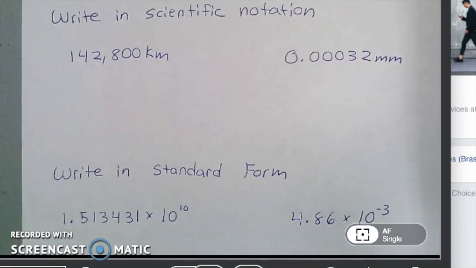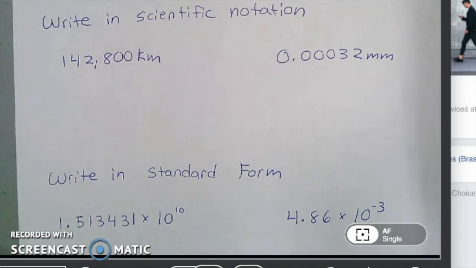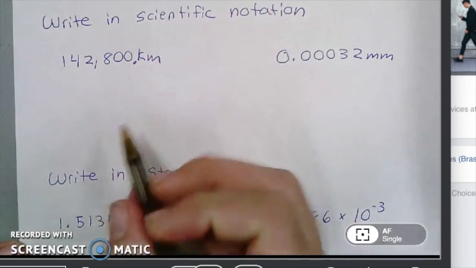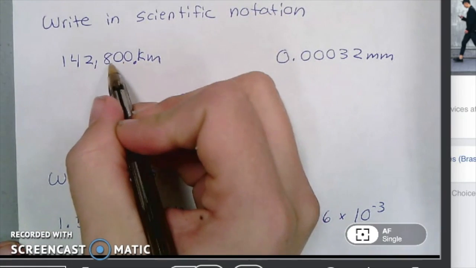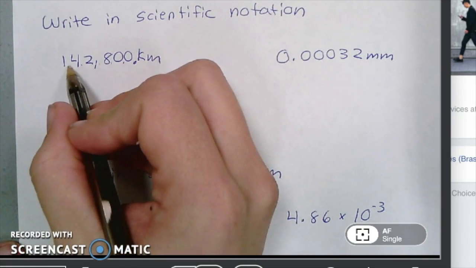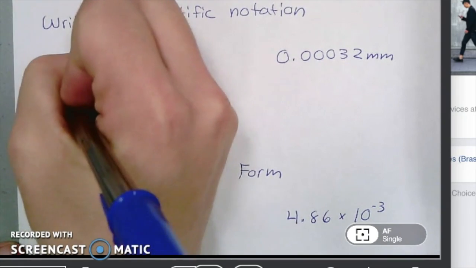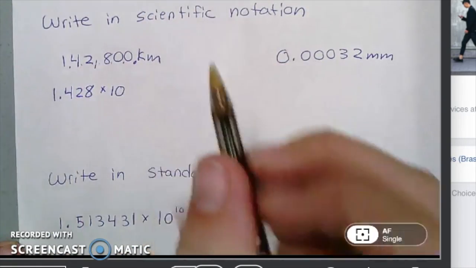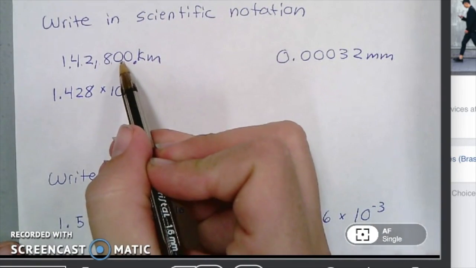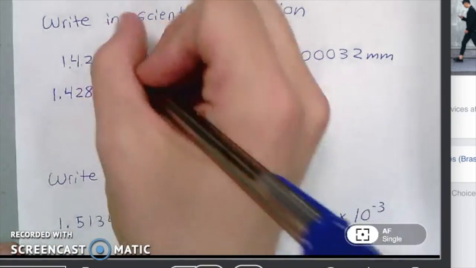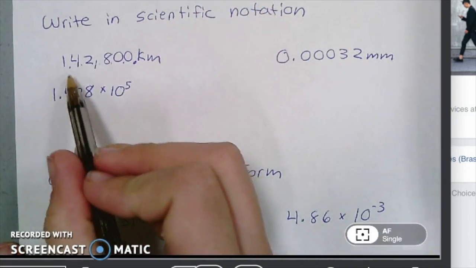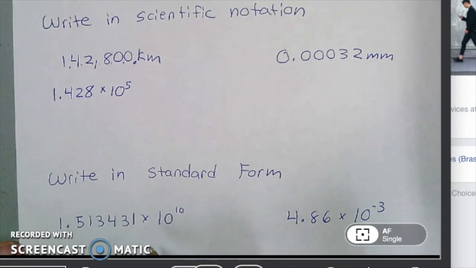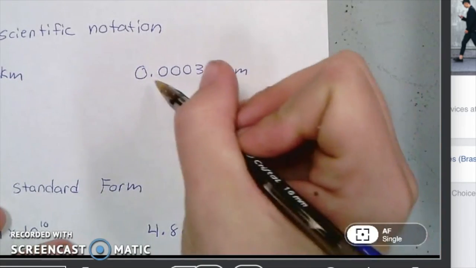Let's look at a few more examples. So write in scientific notation. Here's where my decimal is. Okay, I want to go 1, 2, 3, 4, 5 spaces to make this 1.428 times 10 to the, how many spaces did I move it? Let me double check. 1, 2, 3, 4, 5. 5. My number started out very big, so I know my exponent will be positive, and I moved to the left.